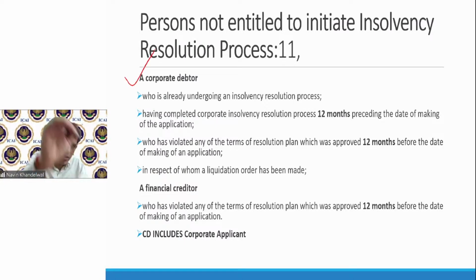Section 11 is very important, which is an exception to 7, 9, 10. So what does section 11 say? That who are not entitled to initiate insolvency process. So a company which is already undergoing an insolvency process, I cannot go and say that please admit me again in insolvency. No. Or the whole process of insolvency has just been completed within 12 months preceding the date of making the application. I cannot again go.